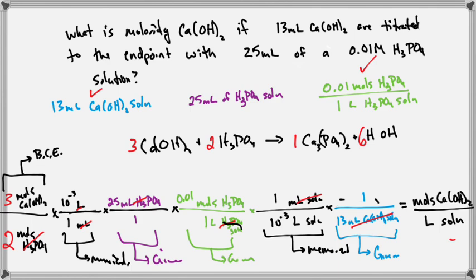The moles of phosphoric acid cancel. What units would I now have? Calcium hydroxide per liters of the calcium hydroxide solution, also known as the answer. Now it's just a question of punching things into the calculator. There are some things I could cut out if I felt like it. For instance, I have 10 to the minus 3 in the numerator and 10 to the minus 3 in the denominator, which means I could effectively ignore those, so I don't have to worry about dealing with powers of 10 with my calculator.